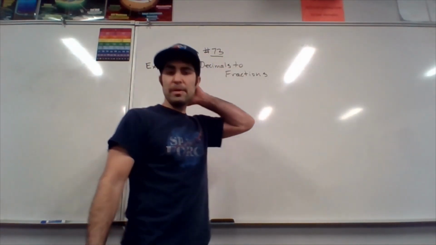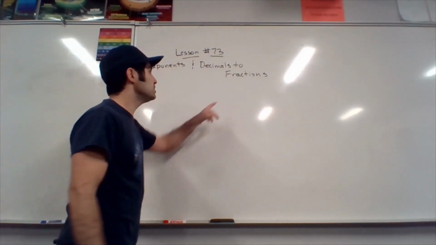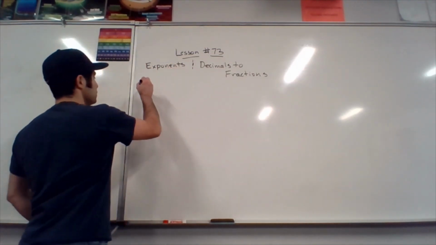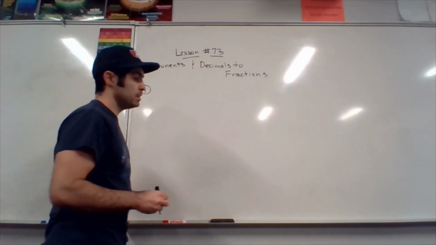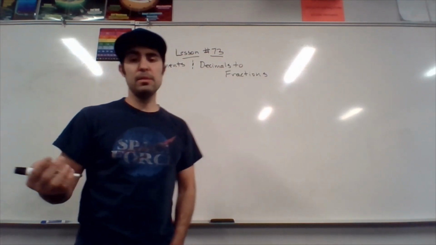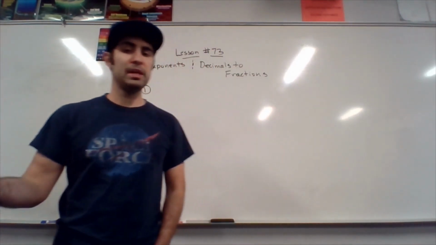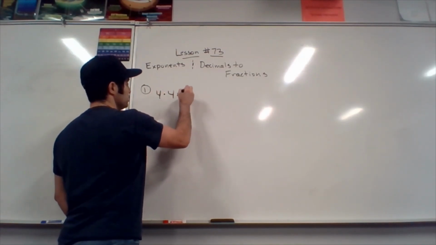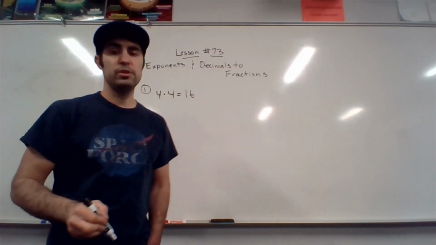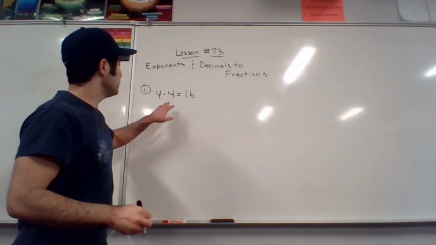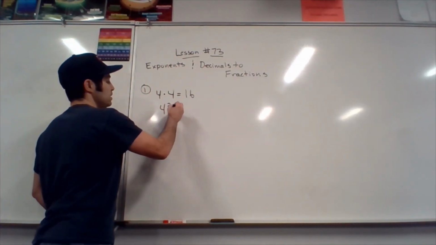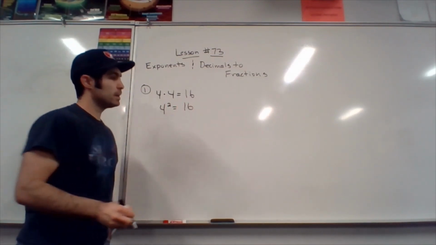All right, let's talk a little bit about exponents and changing decimals to fractions. So, lesson number 73. Number one, you've got to memorize your doubles in multiplication. What do I mean by that? 4 times 4 equals 16. The reason why is when you're doing exponents, it's the same thing. 4 squared equals 16.